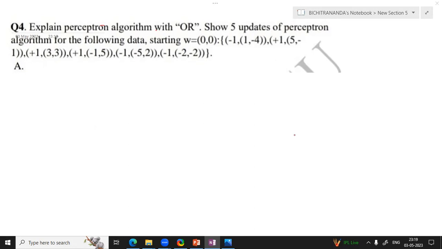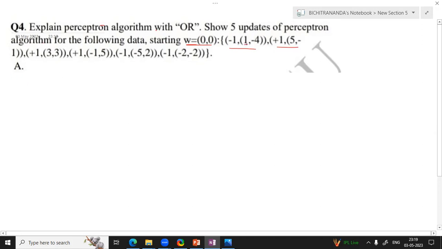Okay, let's start. The theoretical part I'm not going to discuss here, so I'm only focusing on this part: 5 updates of the perceptron algorithm for the following data. Here you know that the starting values of your weights are 0, and you see the data points. Before we proceed, your first job is to present the data in tabular format.